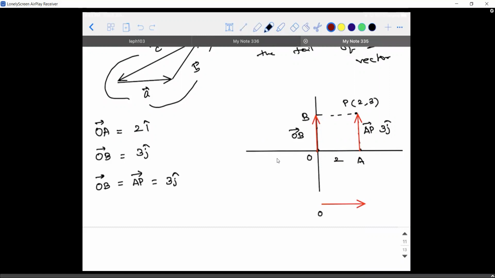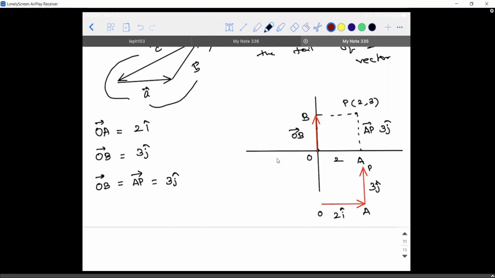What is the name of this vector? OA, which is having a value of 2i cap. If I bring this AP vector down, then what is this, guys? Is this 3j cap? Any confusion till this point? Clear? Now I have an important question to ask.